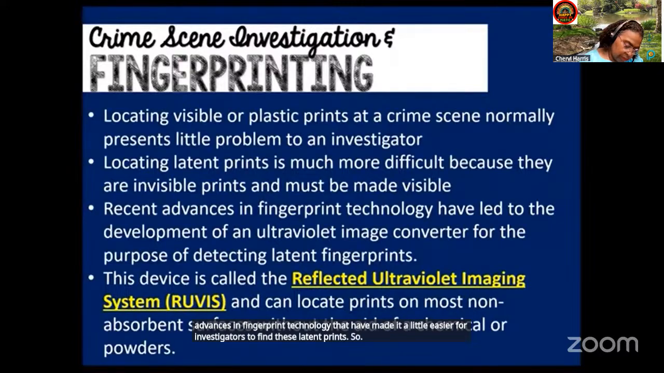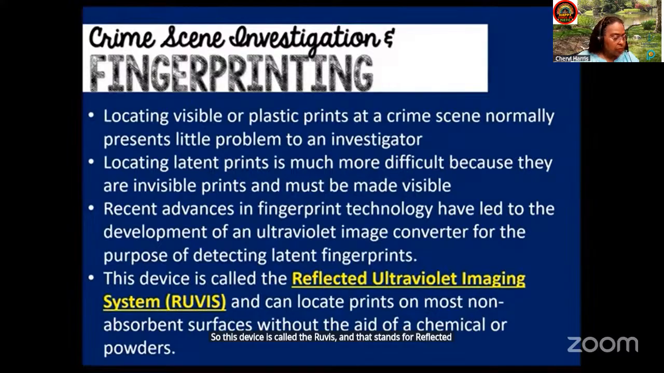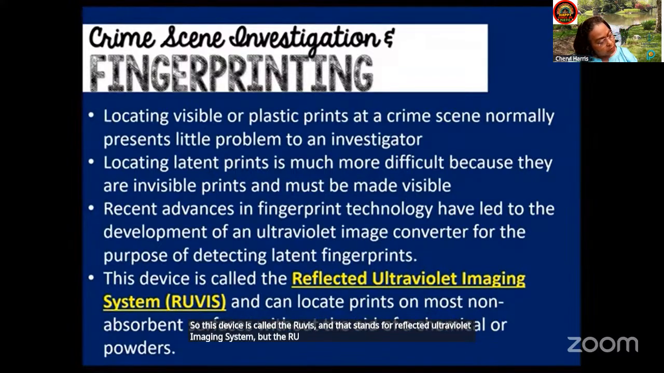So there are a plethora of tools and powders and chemicals that are used by investigators. One of those new technologies is an ultraviolet image converter, and it helps to detect latent fingerprints by using ultraviolet images. This device is called the RUVIS, which stands for Reflected Ultraviolet Imaging System. The RUVIS can locate prints on most non-absorbent surfaces without using chemicals or powders like investigators traditionally used.